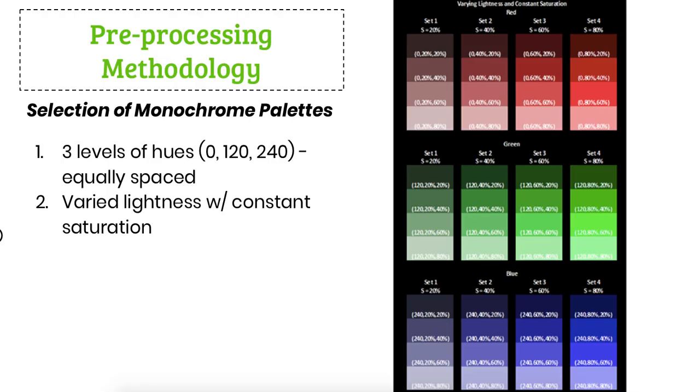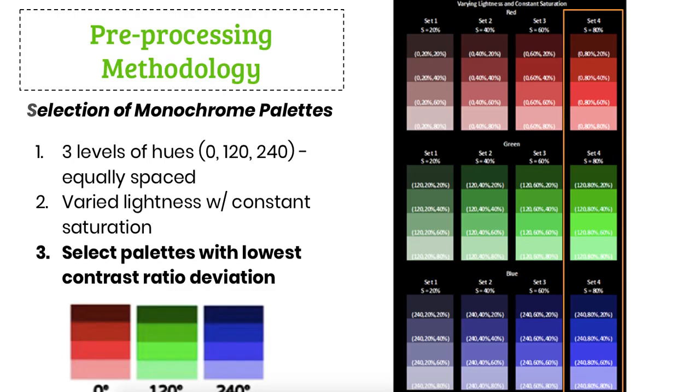First, the levels of saturation and lightness for the monochrome palette were derived by dividing the saturation and lightness scales into four approximately equally spaced levels: 20, 40, 60, and 80%, as you can see here. Two sets of monochrome palettes were generated. For each set, either lightness or saturation was kept constant. Thus, there were 16 palettes developed for each base hue.